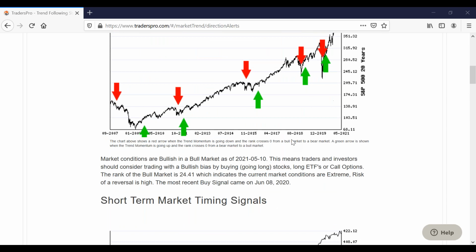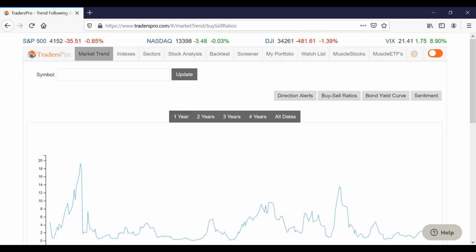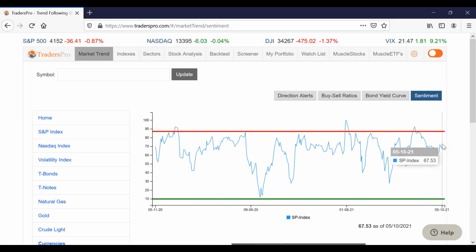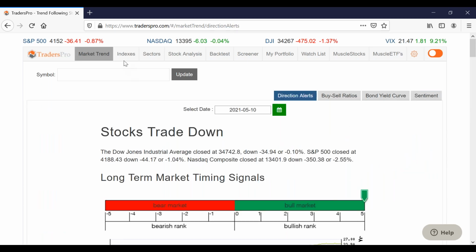On the buy-sell ratios, I don't see anything extreme here. We're pretty close together, and this is reflective of that whipsawing that's been going on, going back and forth, up one day, down the next. The Dow index is the only one that's really been steadily moving higher until today. The other indexes have been kind of back and forth. The sentiment indicator is off its extreme range, so there's no overbought condition I'm seeing there.